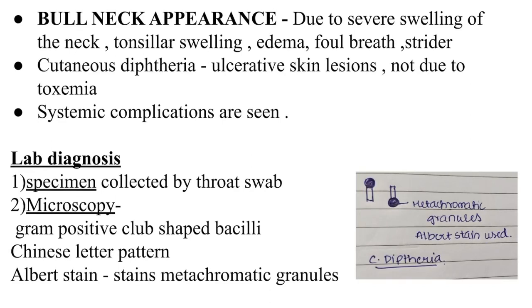Lab diagnosis. For lab diagnosis, the specimen can be collected from the throat swab, and when you observe it under the microscope, you can see club-shaped gram-positive bacilli with metachromatic granules at the ends, which are stained by the Albert stain. We already studied this.